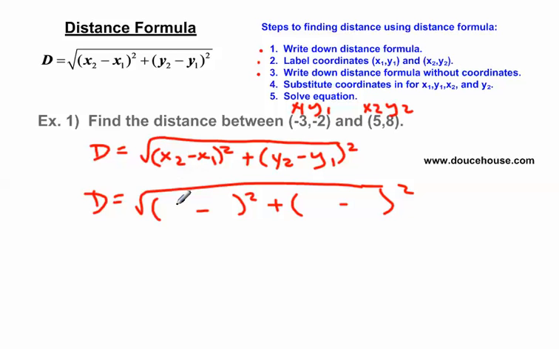I'm going to change colors to help you see this better. x2 is 5. Then we have the negative sign here. x1 is a -3. And so since I've got 2 negatives here, I'm going to put parentheses here just to separate these two. And then we have a y2 is 8, and a y1 is a -2.